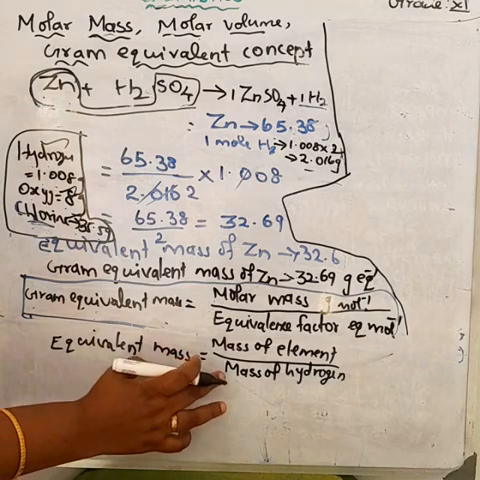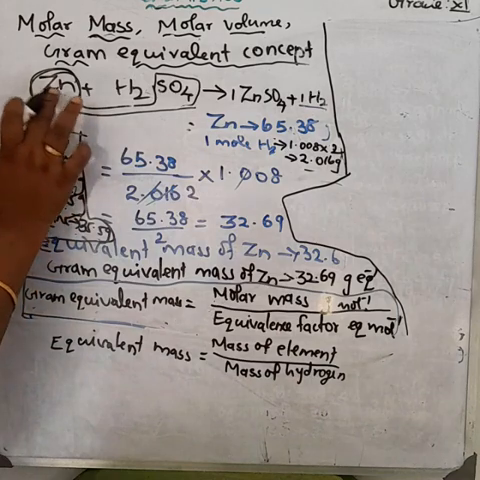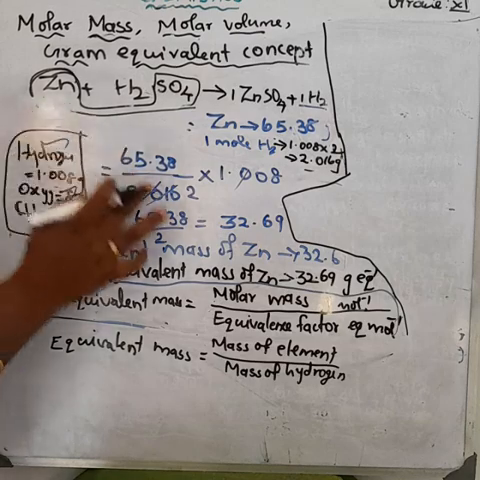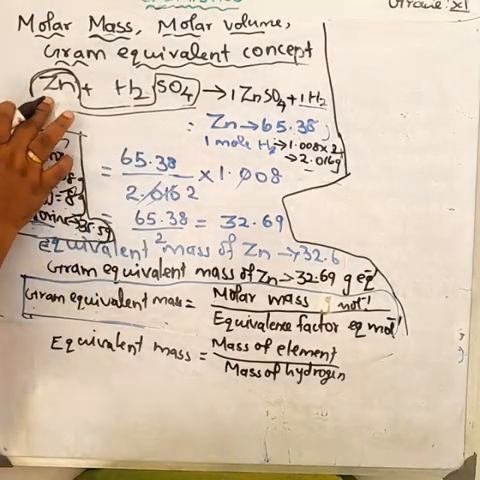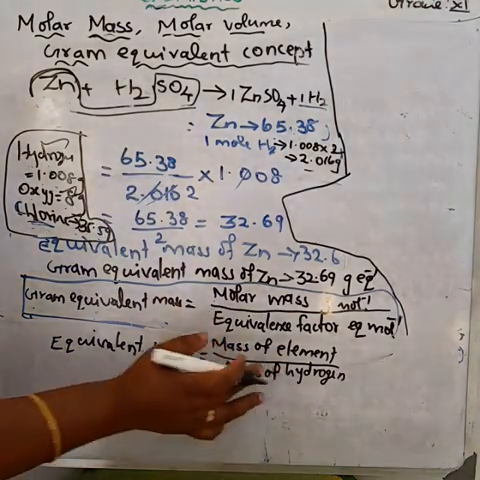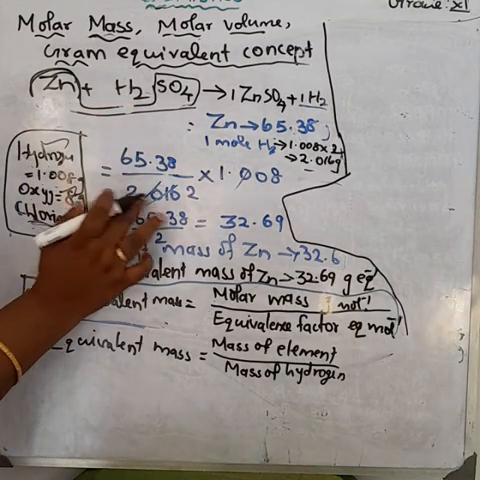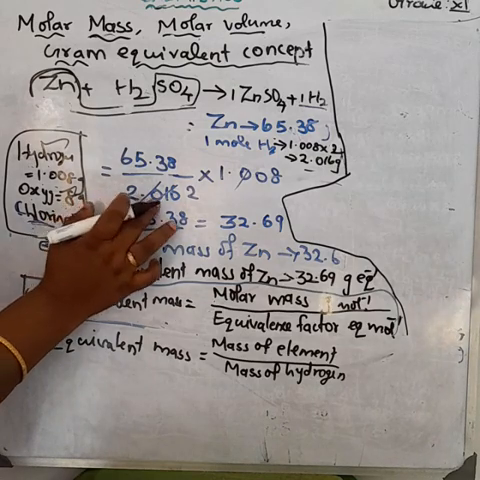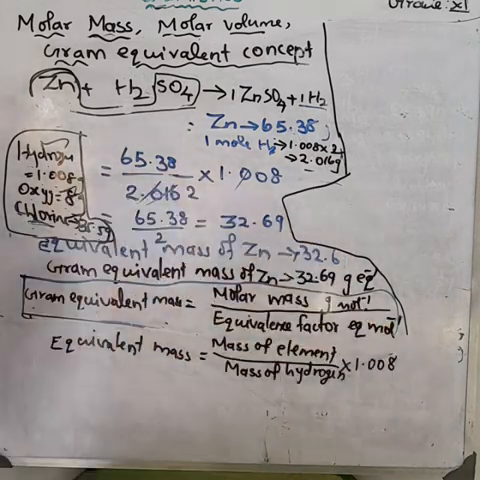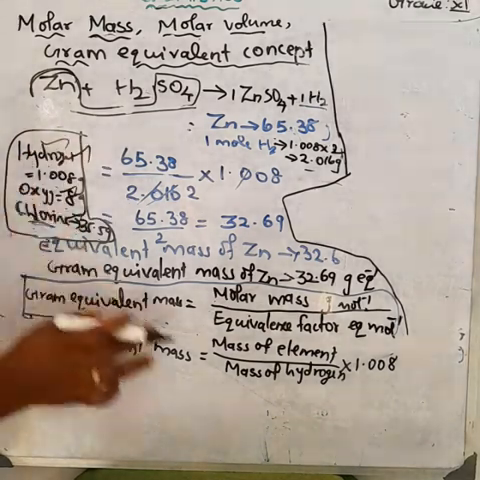Equivalent mass is equal to the mass of the metal. Zinc is one of the metals. What is the mass of the zinc? 65.38. Mass of the element divided by mass of the hydrogen, because here hydrogen will be displaced. How much hydrogen mass is displaced, that mass, into 1.008. 1.008 is from the definition. Understood? This is one formula.